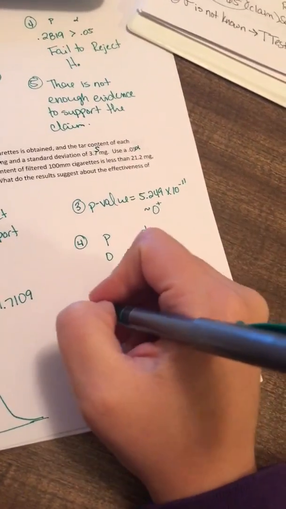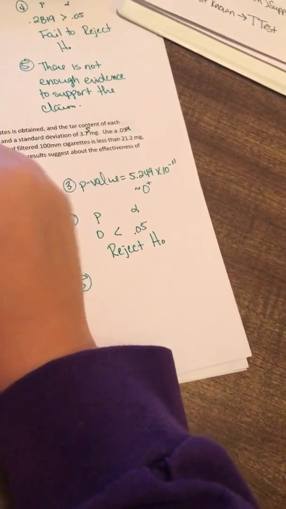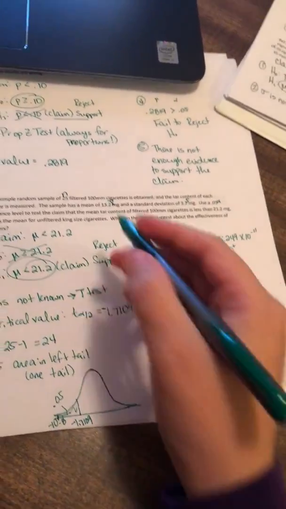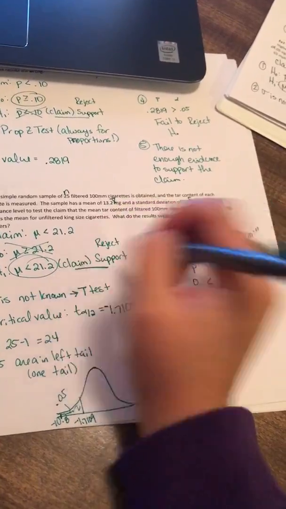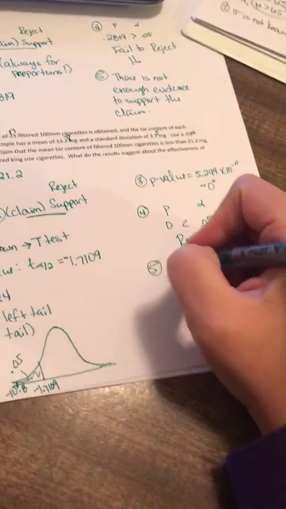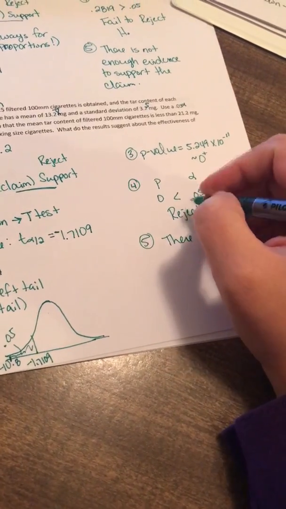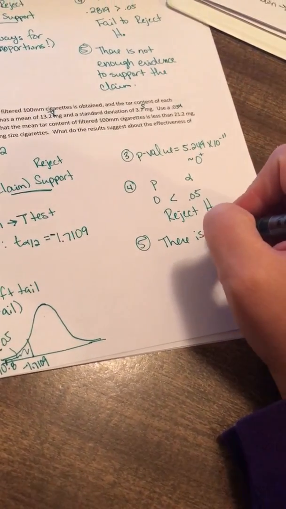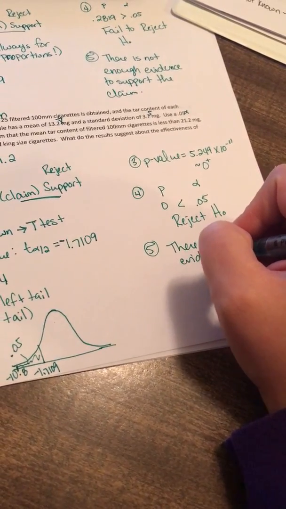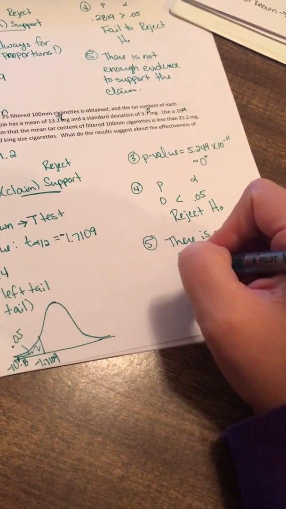So if we reject H0, that means we cross it out and circle H1. So when we interpret, our claim is next to support. We have it circled, which means we are supporting it. So we're going to say there is enough evidence to support the claim.